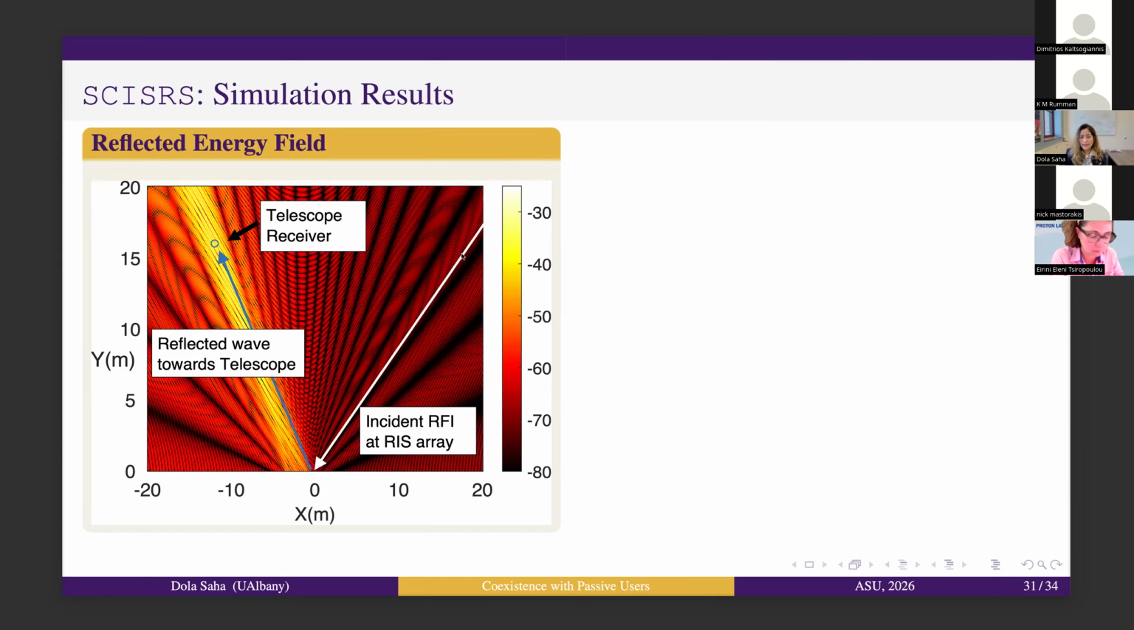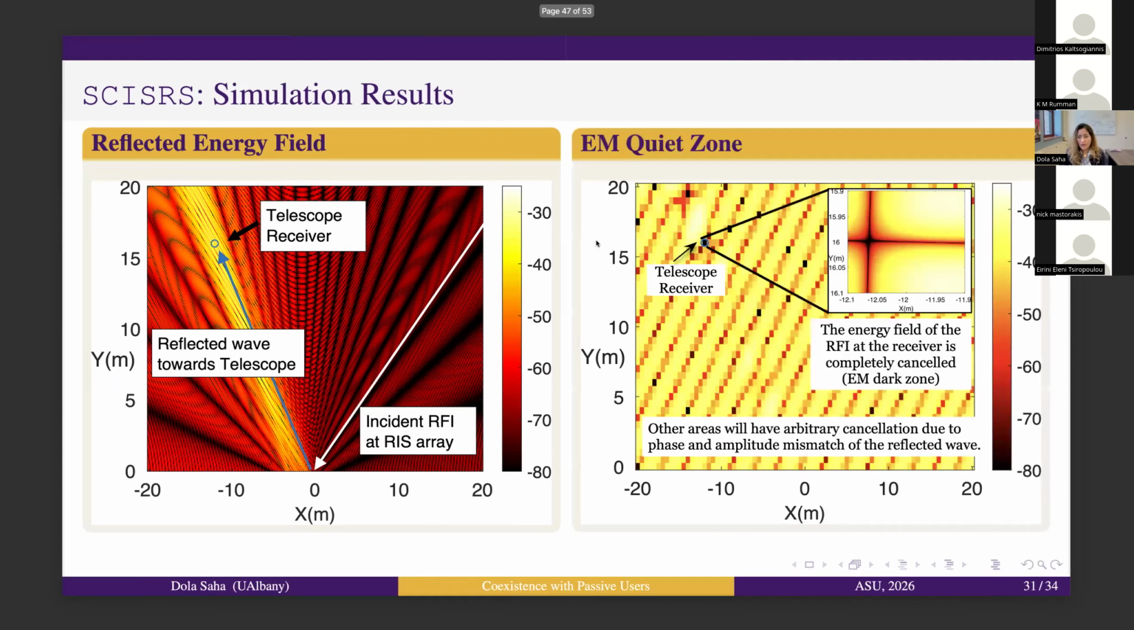Now, the direct signal not only comes here, but it's an infinite number of rays coming to the telescope as well. So when it comes to the telescope and we superimpose those signals as well, we see something like this, where the energy field over here, this is the telescope receiver, and you can see that it is completely a dark zone, which is a very low value, which means that we were able to cancel out all the signal, all the interference.